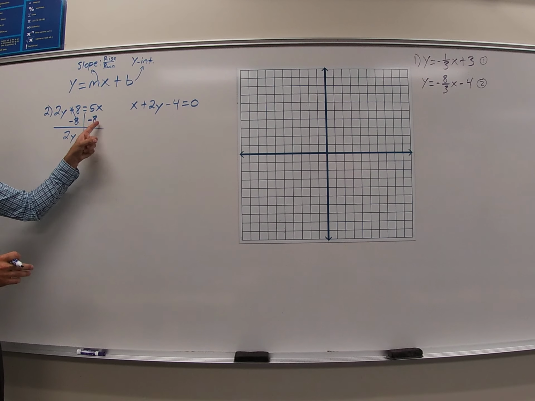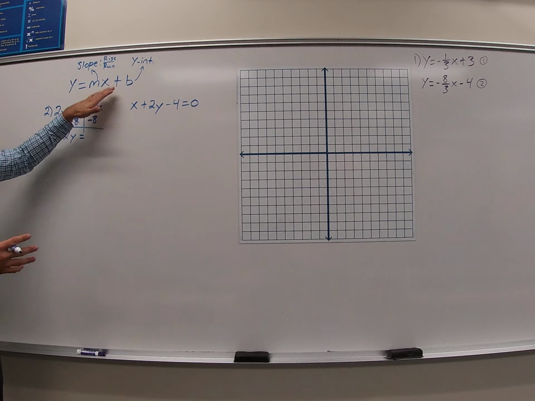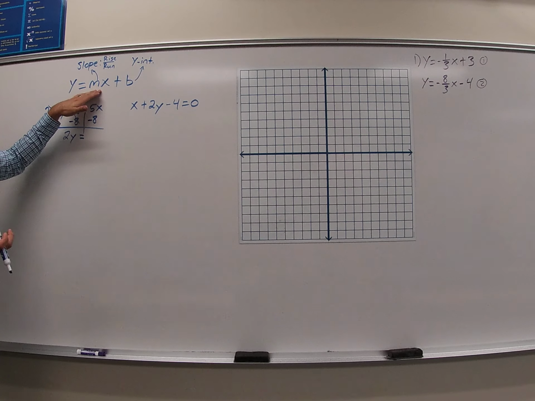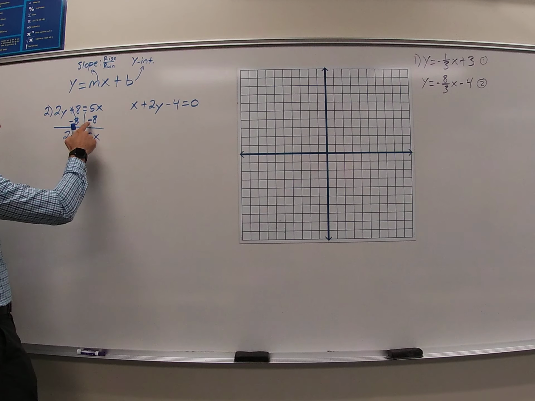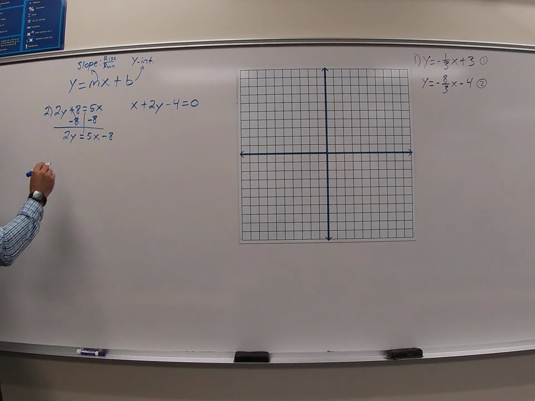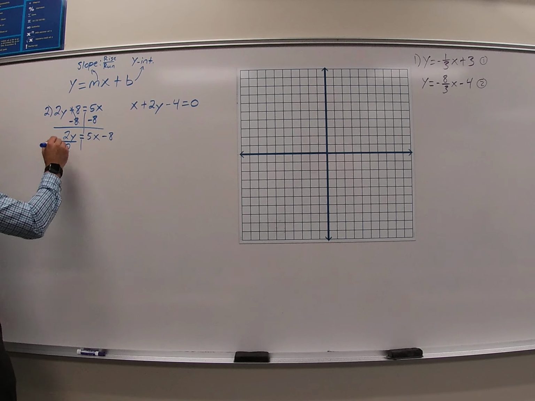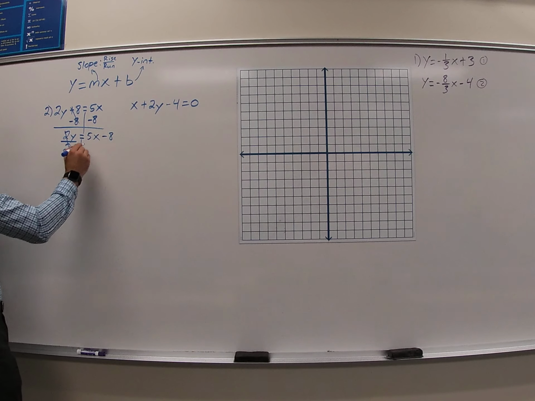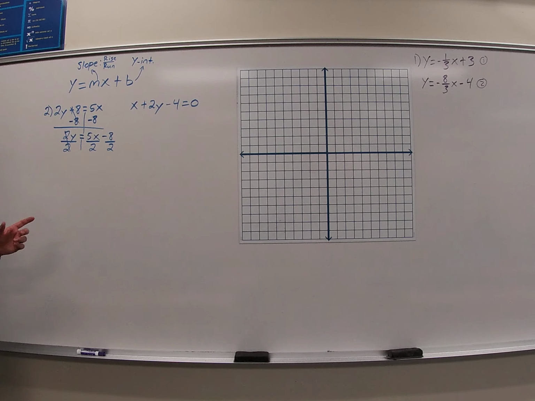One has a variable, one does not. I want to write it in order of slope-intercept form, so I want my variable term to come first. So I'm going to write my 5x term first and then the -8 after it. Then finally I'm going to divide by 2, but notice I can't just divide 2 from one term. I have to divide 2 from every term on both sides of the equal sign.